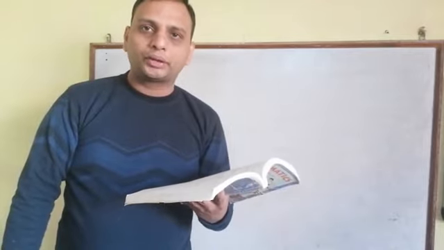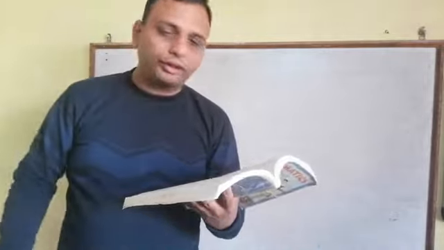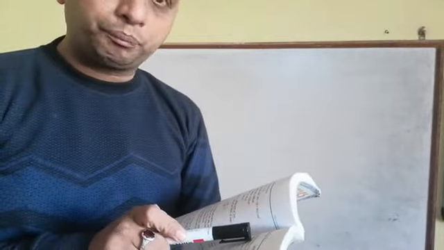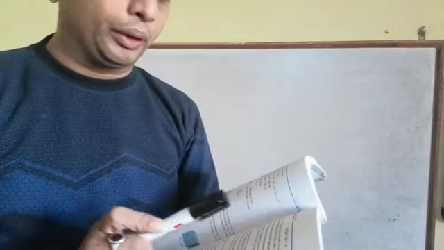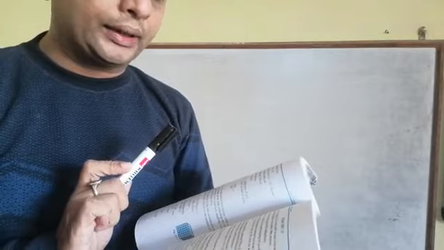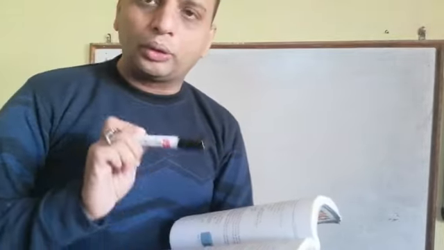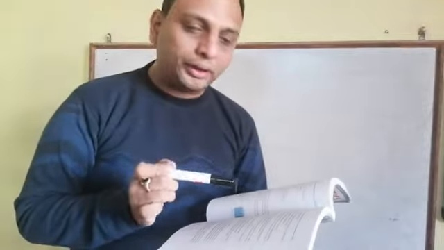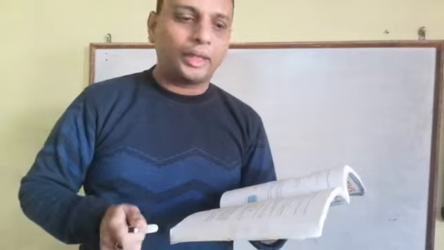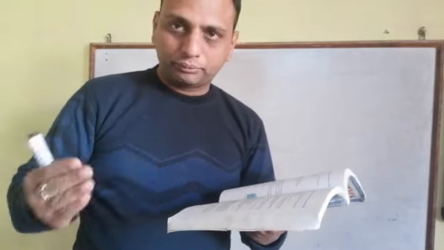Today we are going to start from exercise 13.1, and the first question says: there is a plastic box 1.5 meter long, 1.25 meter wide and 65 centimeter deep. Deep means height. Long means length, wide means width, and deep means height. The box is to be made and it is open at the top.